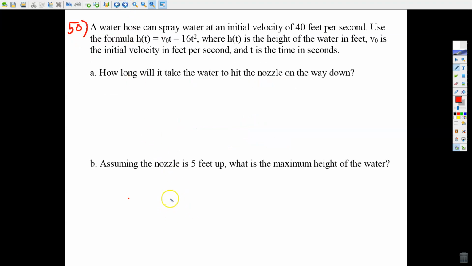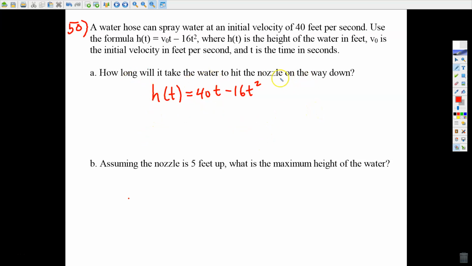Okay, another problem, very similar, is this water hose problem on number 50. A water hose can spray water at an initial velocity of 40 feet per second. And here's our height formula, height function. h of t is the height of water in feet. V sub 0 is the initial velocity. So again, they told us that the initial velocity is 40 feet per second. So let's just go ahead and write this as 40t minus 16t squared. So it's kind of similar to the previous problem.